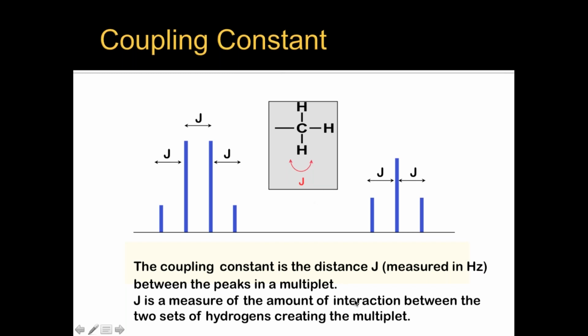So it tells us the amount of interaction between the two sets of hydrogen creating that multiplet. Multiplet means more than a singlet, right? Doublet, triplet, quadret. So singlet, doublet, triplet, quadret.